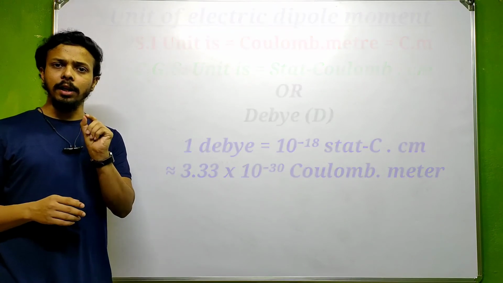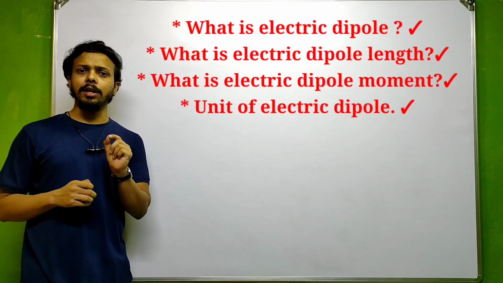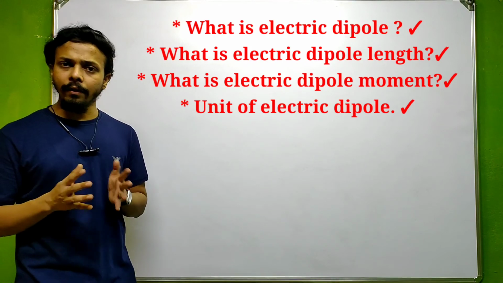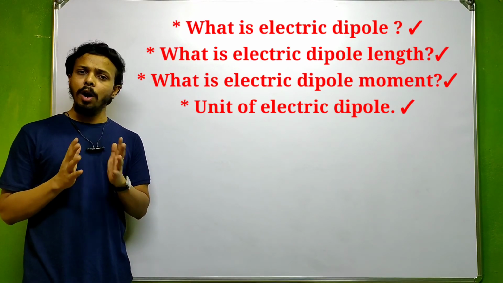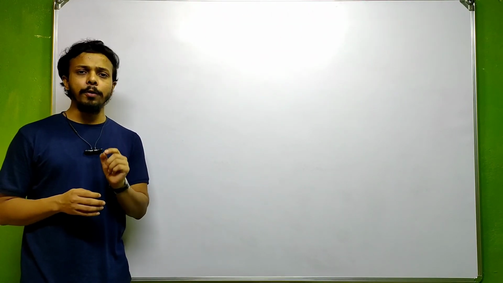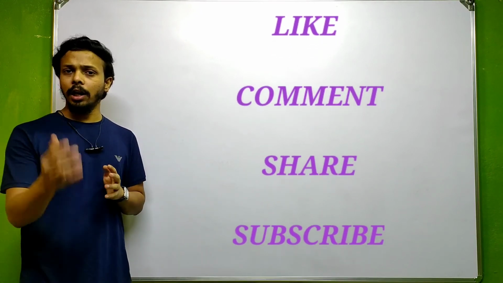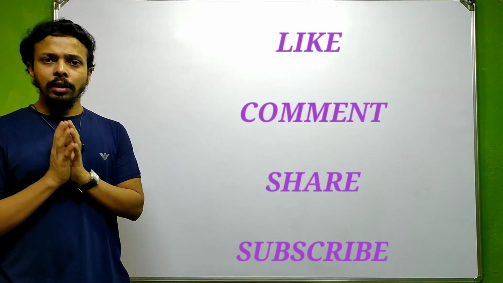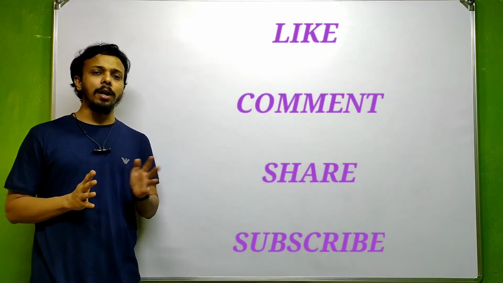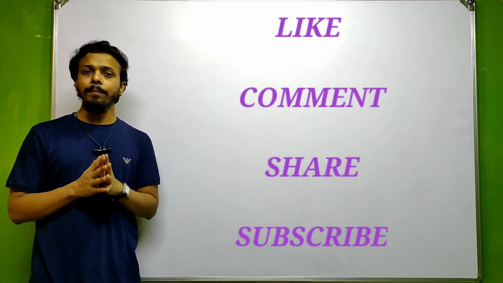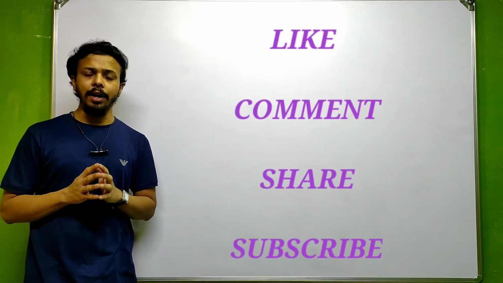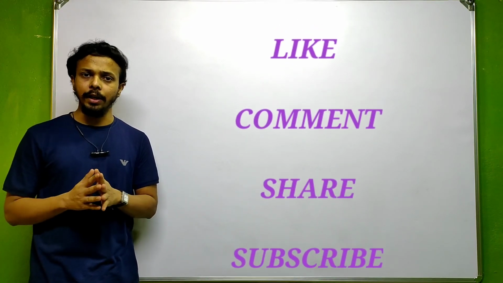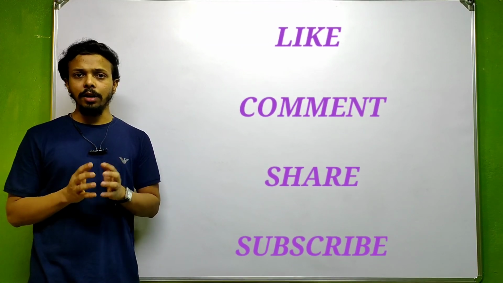I hope you got a clear idea of what an electric dipole is, what the electric dipole moment is, and what the electric dipole length is. I hope you understand this well. If you have any doubt or query, you can comment below my video. So this is all about the electric dipole and some terms related to it. In the next class, let us try to understand what happens when the electric dipole is placed in a uniform electric field.